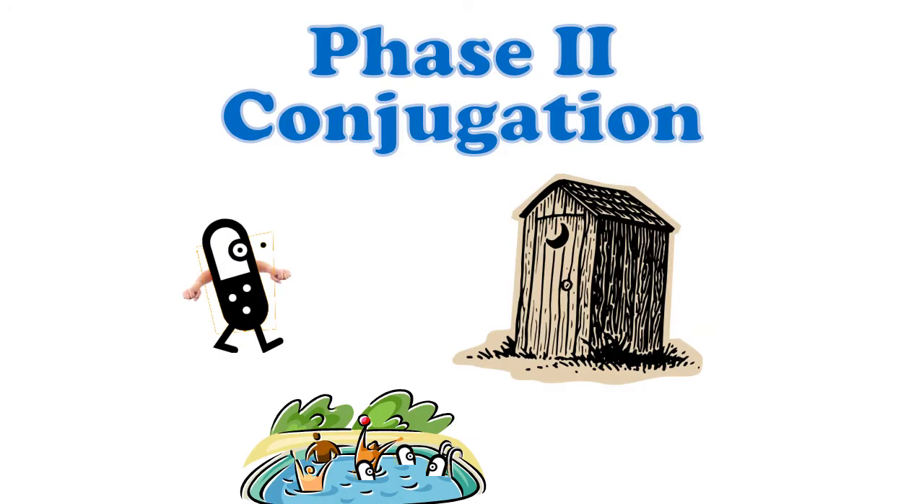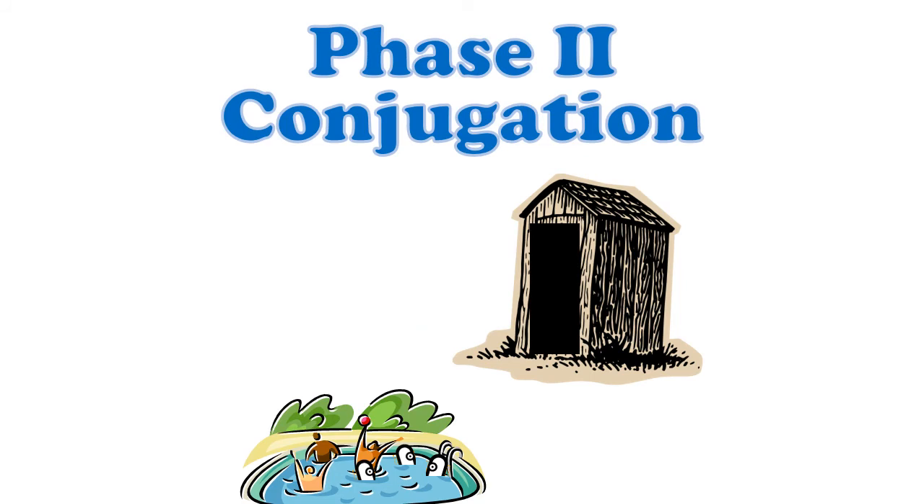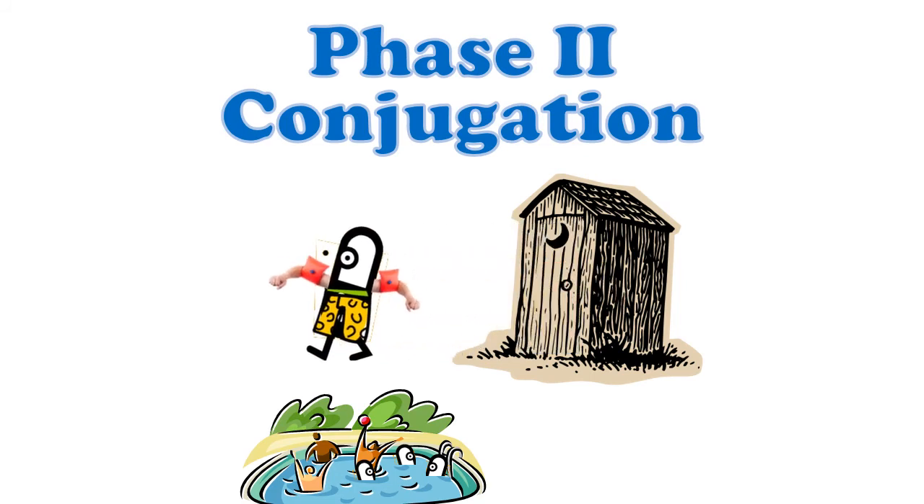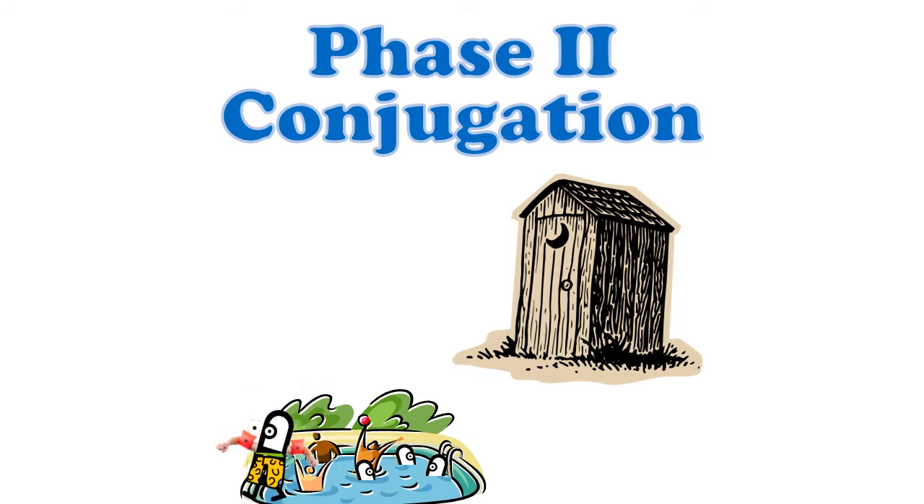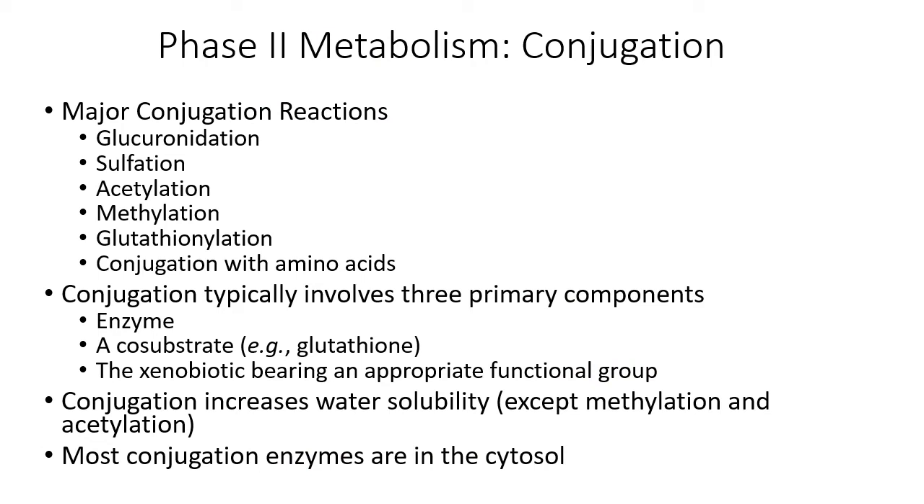Phase 2, just to remind you, is conjugation. So we need to swim better. That's the main function of phase 2, again, to make the metabolites more water soluble. Okay, so the major conjugation reactions, I'd like you to be familiar with the names, will be glucuronidation, sulfation, acetylation, methylation, glutathionylation, and then conjugation with amino acids. You also need to be familiar with the fact that for conjugation to occur, there are 3 major factors, or ingredients to the recipe, if you will.